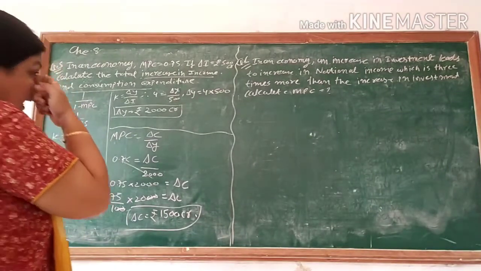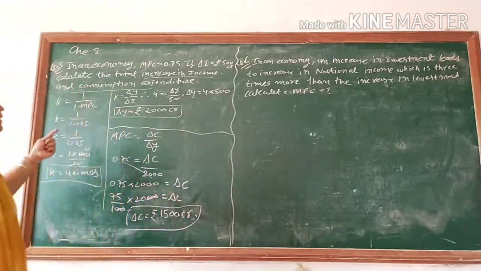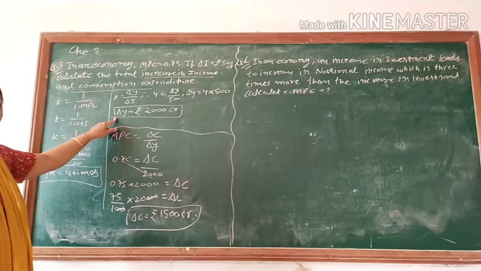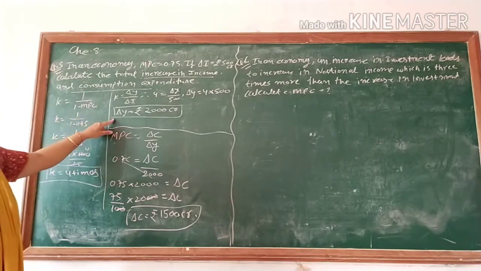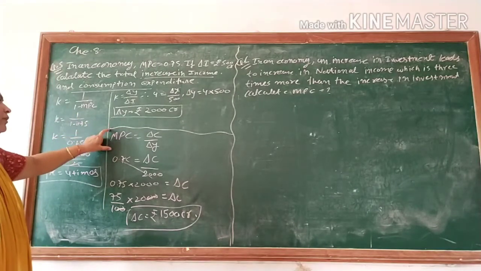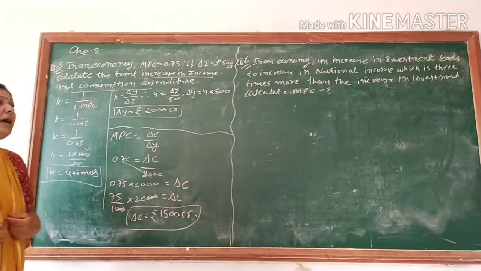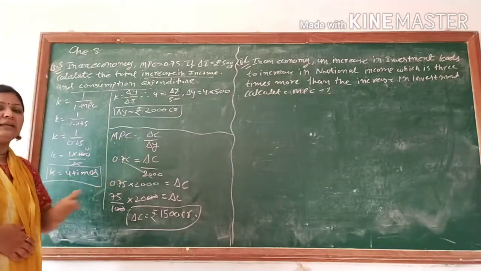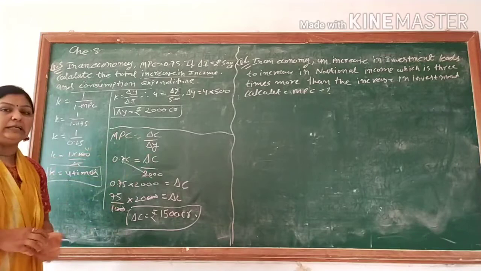Now next, clear I think so. First just find out the K, and with the help of the K you just find out the delta Y, and we need delta C also. So what is the formula of MPC? Delta C upon delta Y. So with the help of the MPC given to you, delta Y is given to you, now you just find out the delta C.